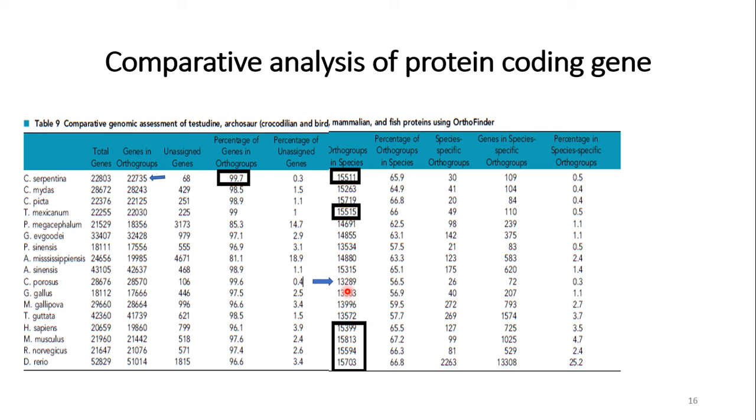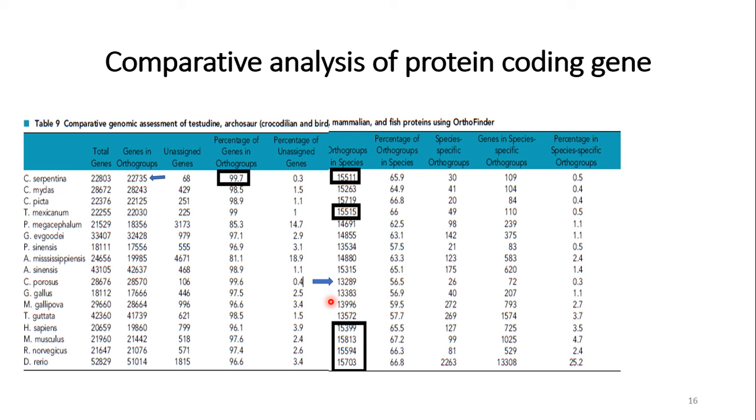But there are some species where the median number of orthologs is 5,515. This number is very close to the orthogroups in the tetrapods, and the orthogroups are basically an index of the number of gene families that are conserved across the vertebrates.